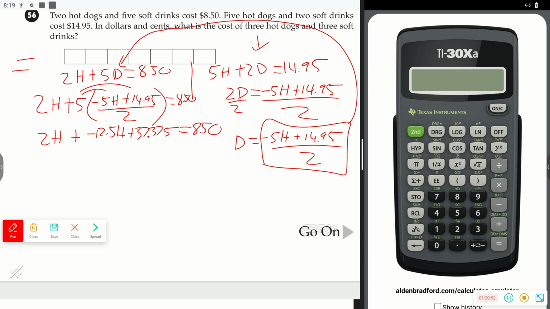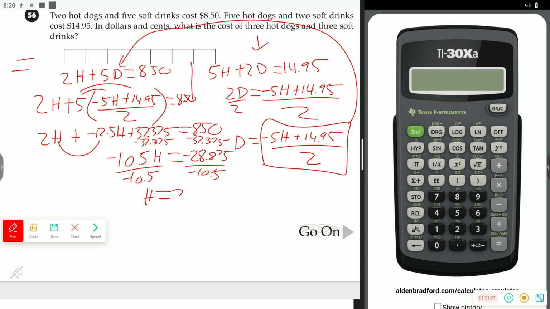So now I have to combine my h's. So I have negative 10.5h equals, I'm going to subtract 37.375 from both sides. And then 8.5 minus 37.375 is going to be minus 28.875. I'm going to divide both sides by negative 10.5, divided by negative 10.5, and I get h to equal 2.75. So that's the hardest part.